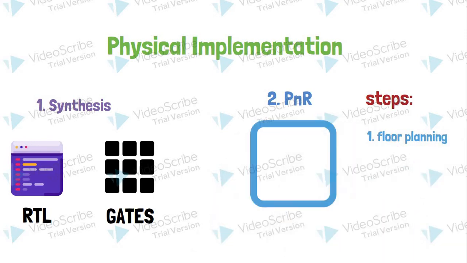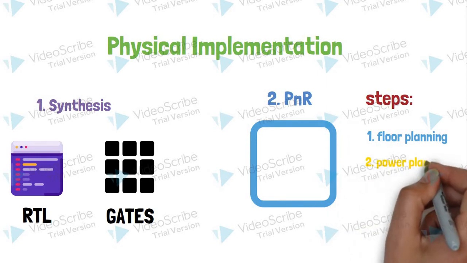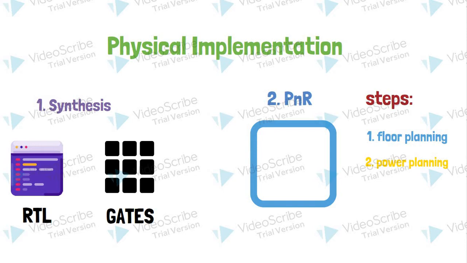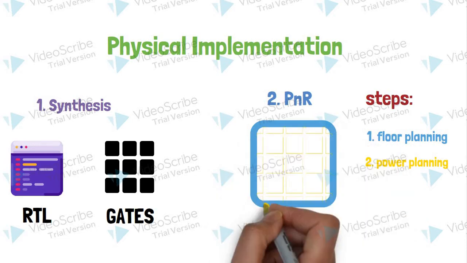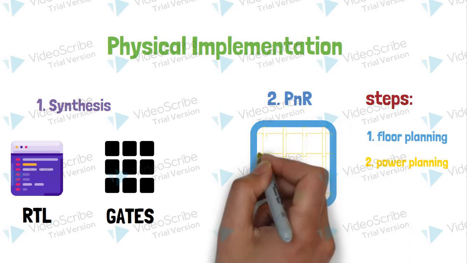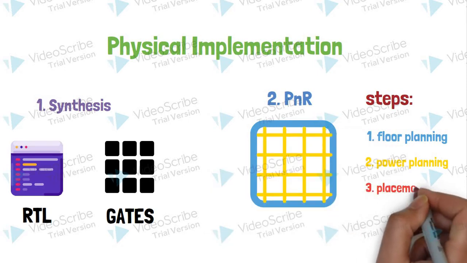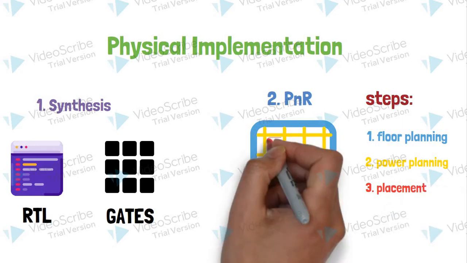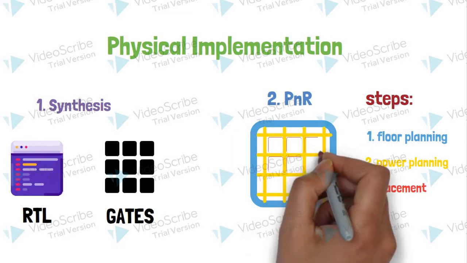Second comes power planning. Since most devices run on a battery or a power source, this step provides the millions of transistors on the chip with the power, either coming from the battery or the source. Third comes the placement. Now we need to actually tell the tool to place those gates, while keeping in mind that we want to optimize them as much as we can in order to save area.